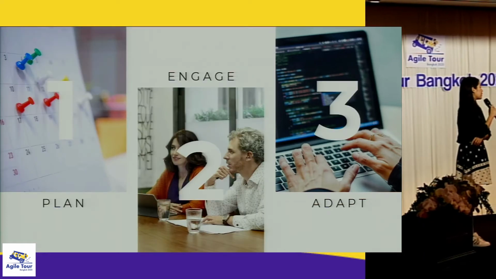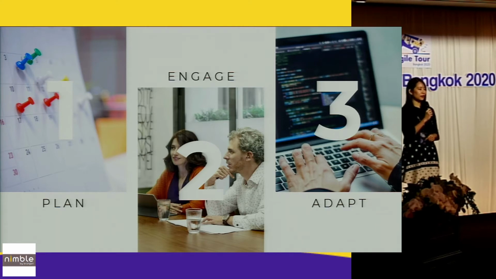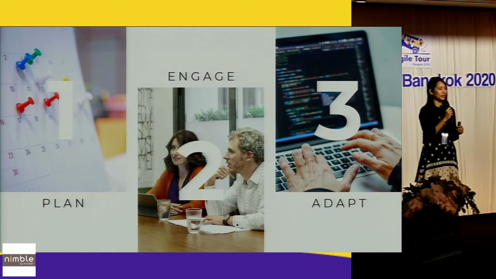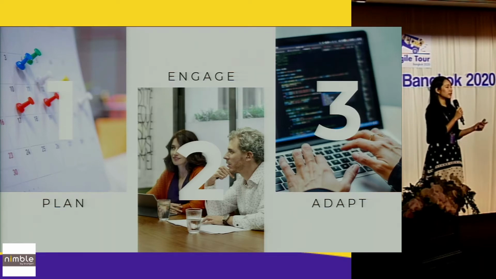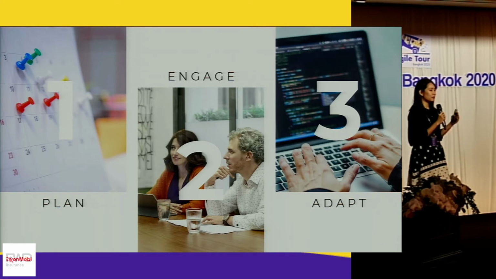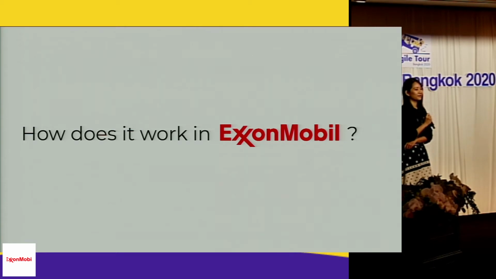So I will leave you with these three approaches. First, planning: put everything into the schedule. Second is to engage: engage our team, and help together to understand more about our users. And the last one is to adapt. No matter what the results are, we can adapt it into our work. And next, PBI will share with you a real case scenario from ExxonMobil.